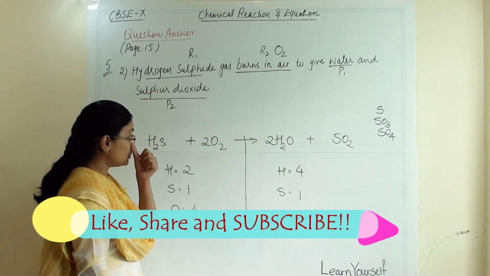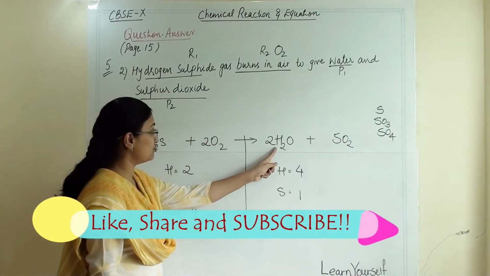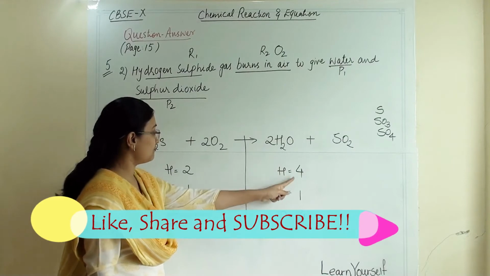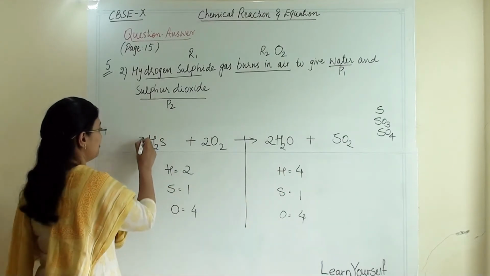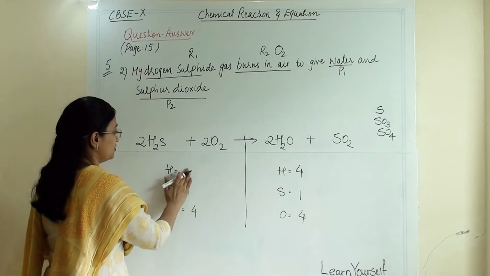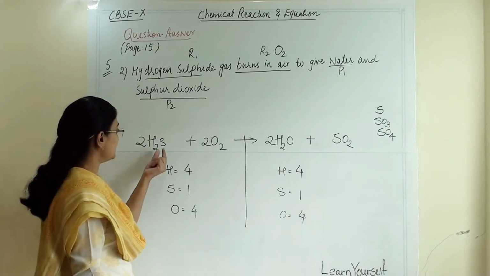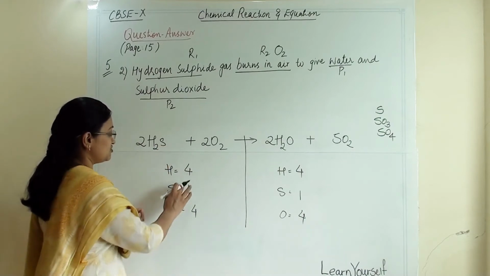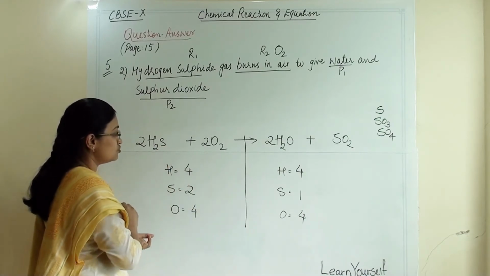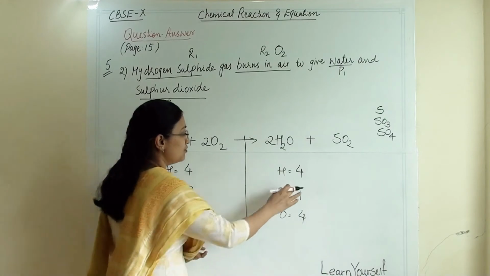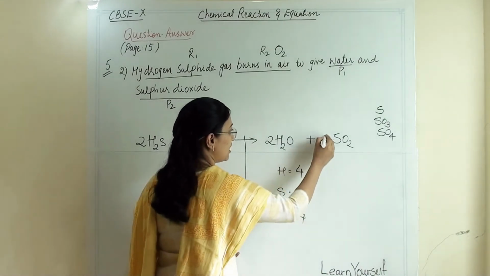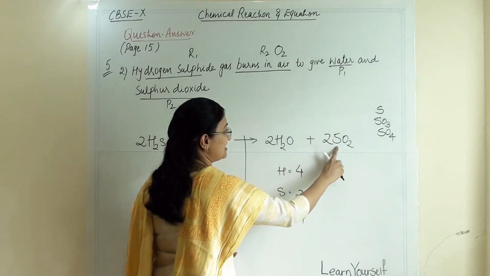By doing so, I have changed this to 4, and now my oxygen is 4. But by doing so, I have changed hydrogen also. Hydrogen is 4 now. So let us make hydrogen 4. So now my hydrogen is 4. But now if you see, my sulfur has changed. Sulfur is 2. So now I have to make sulfur 2. How will I do it? I will add 2 here.